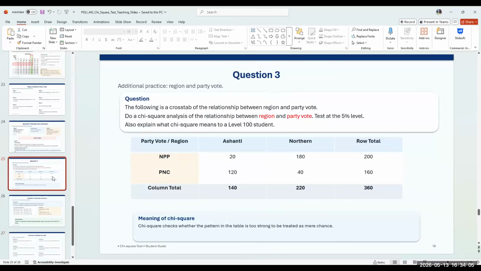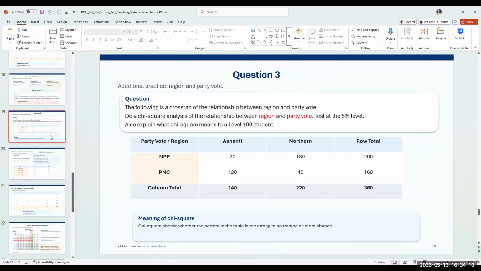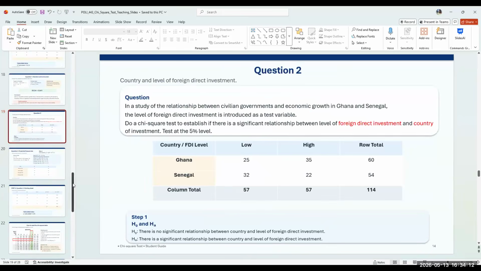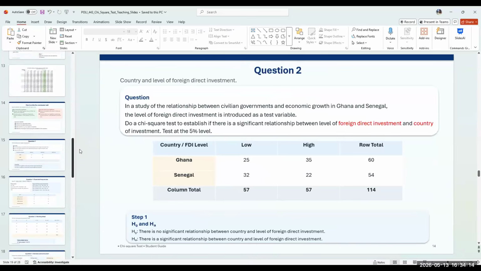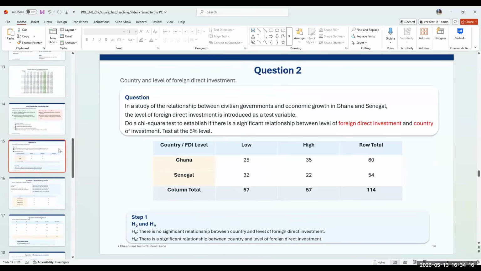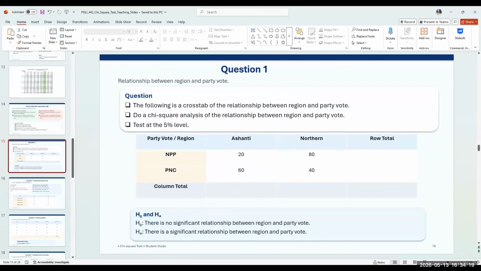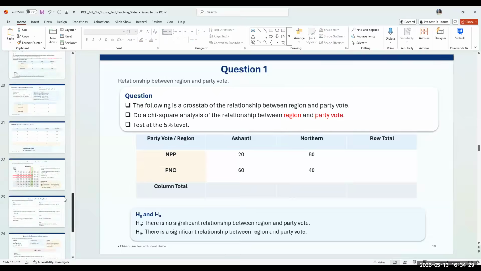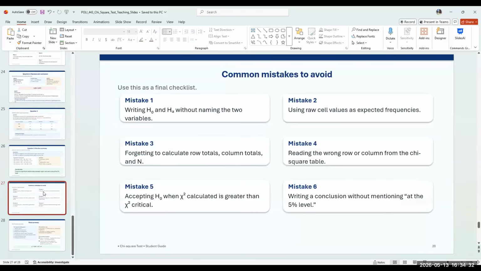So there is no relation between region and party vote. There's a relation between region and party vote. The variables are always named in the question. So these are the variables I'm talking about. So please kindly mention the variable when you're using. So you come here again. What do you see? Region and party vote. These are what we call the variables. Put this in mind. These are your variables.